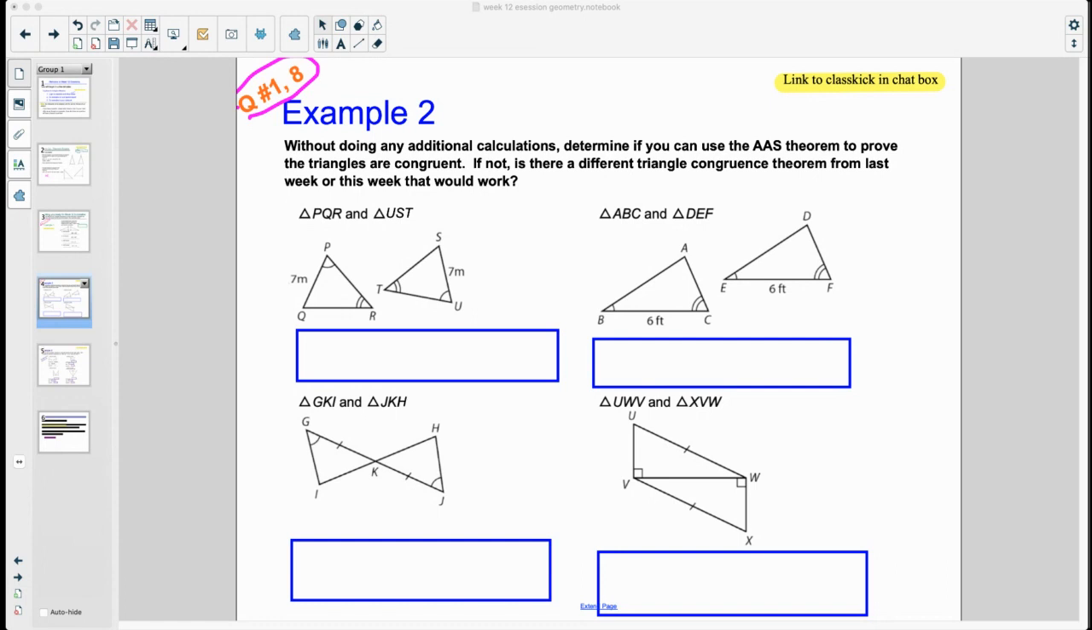These are looking great. I'll give you guys another minute and a half. Again, you're determining, can you use angle side? And if you cannot, is there another triangle congruence theorem that would work based on the current markings or any additional component that you can identify? Okay, about a minute and a half.